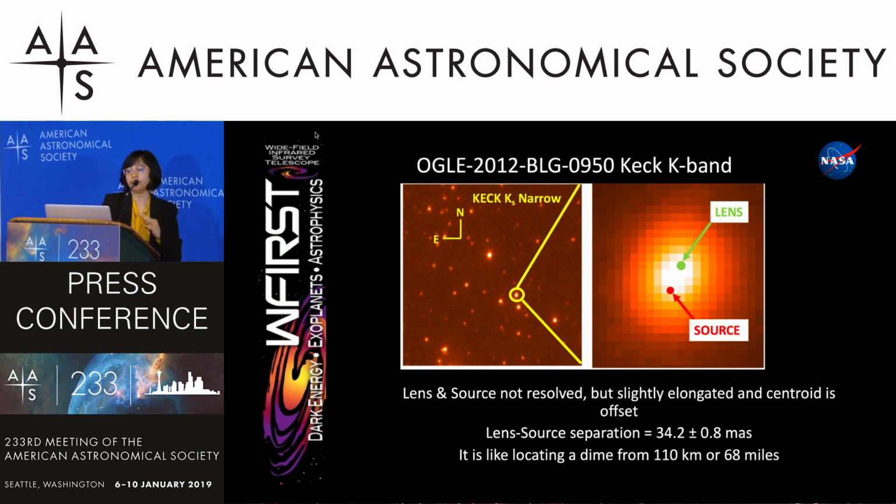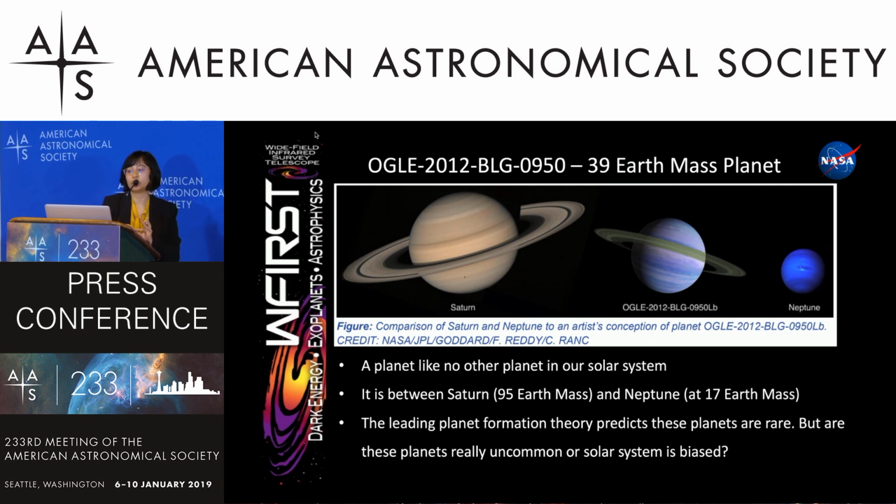So once we have got that, we can actually get the mass measurement of the exoplanet. And what we got is it's a 39 Earth mass planet. So we have no planet like this kind of planet in our solar system, because Neptune is like 17 Earth mass, and Saturn is like 95 Earth mass. And this is a really cold planet that is between Saturn and Neptune.